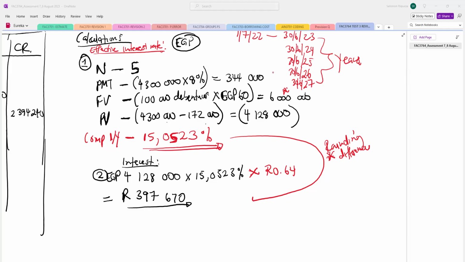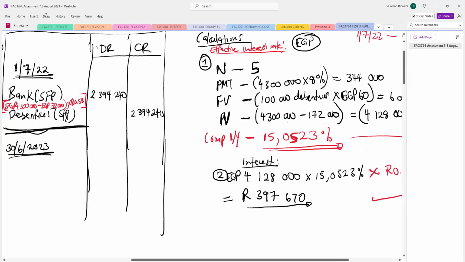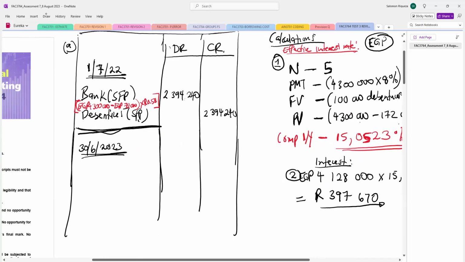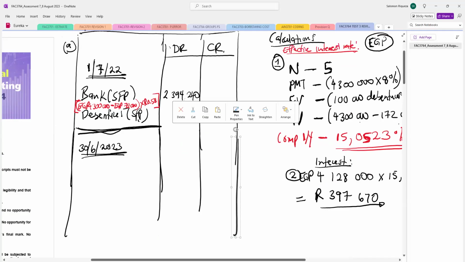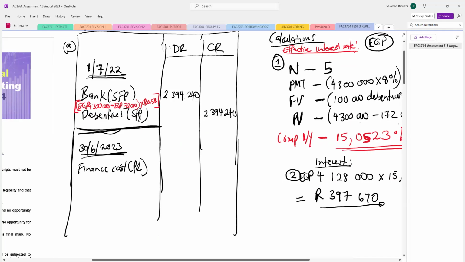All right, so basically that's my interest. And then we go on. So I can now account for my interest, right? This, I am the one who has to pay. So it is an expense on my side. So it's going to be a finance cost. Or you can say interest on debentures, whichever. Okay, and then this is obviously going to increase my debenture liabilities.